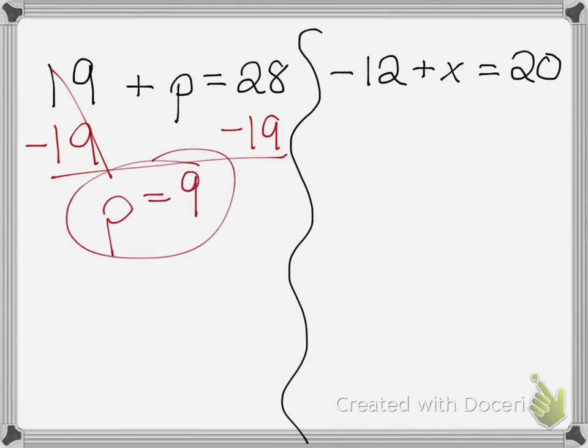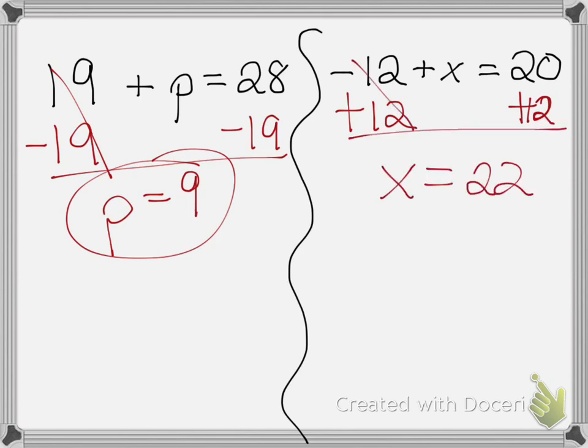And the last example, negative 12 plus x equals 20. What is the inverse operation of this equation? You see how the negative 12 is on the same side as the variable x? Well, the opposite of negative 12 is what? Yep, positive 12. So we're going to be adding 12 to both sides of the equation. And 20 plus 12 is 32. And that's it.